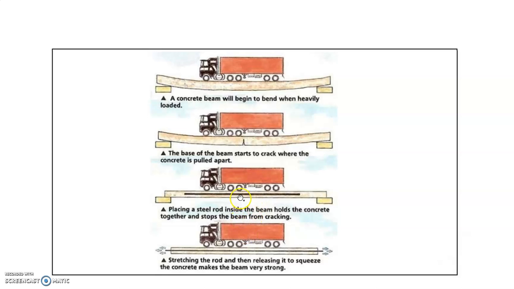But when the same rod is subject to pre-tensioning, after stretching this rod and then releasing it, it will squeeze the concrete, which makes a strong concrete. It means that stretching the rod and releasing the rod squeezes the concrete and makes the concrete stronger. So the same concept, the same procedure, is adopted in pre-stressed concrete structures.